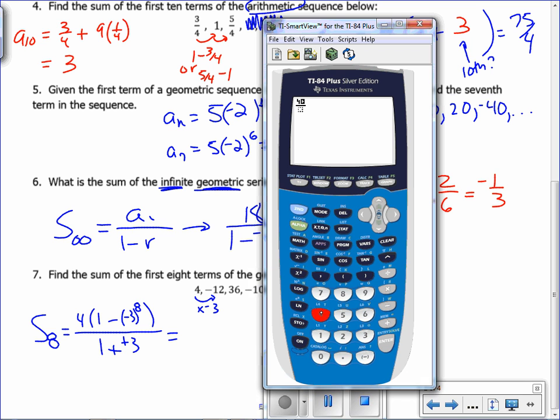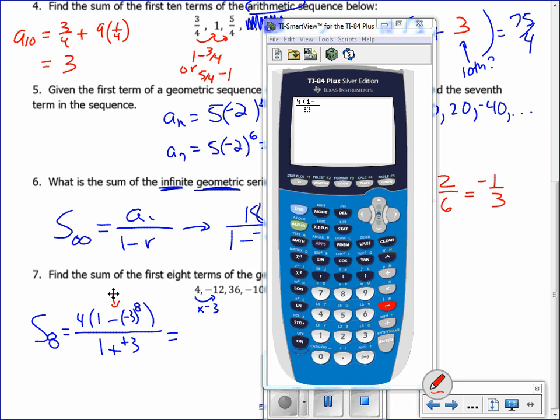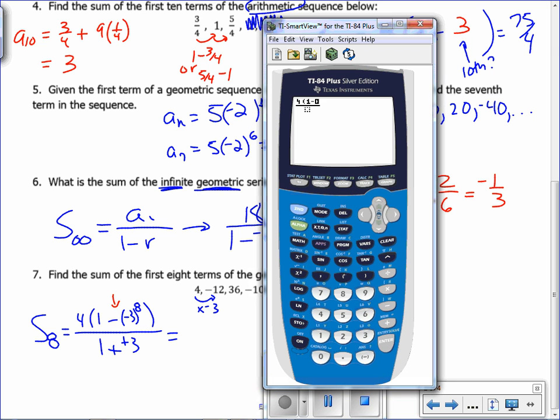I got 4, parentheses, 1 minus. Now you cannot cancel out these two negatives right here. One of the negatives is in the parentheses and the other one is not. So the 8 has to go with the negative in the parentheses. So you put the parentheses, put the -3 inside, close your parentheses, then put power 8. And then close the other parentheses that you started. So type it exactly like you see it. And then 1 plus 3 on the bottom, we just put 4. There we go. -6,560.